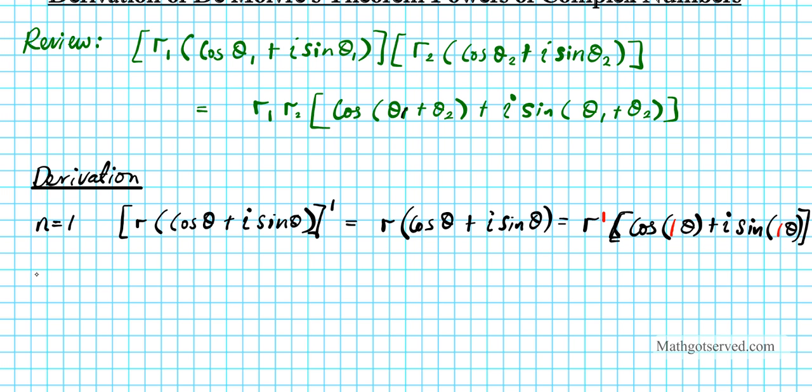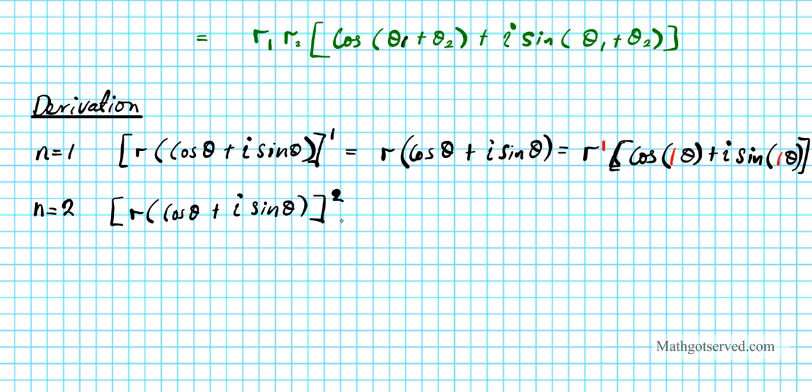How about we have n equals 2? For n equals 2, we're going to be raising the same complex number, r times cosine theta plus i sine theta, to the second power. Okay, so what does this mean? It means that we're going to be multiplying this number by itself. So that equals r times cosine theta plus i sine theta, multiplied by r times cosine theta plus i sine theta.